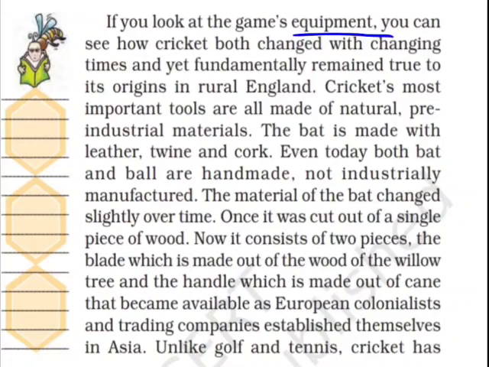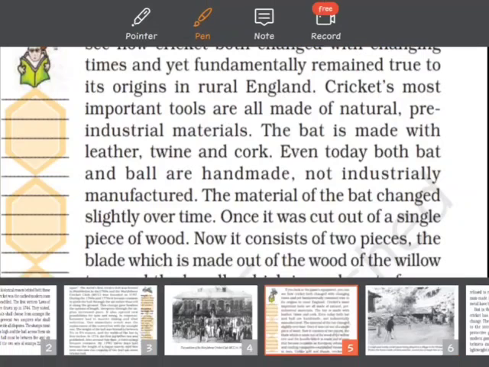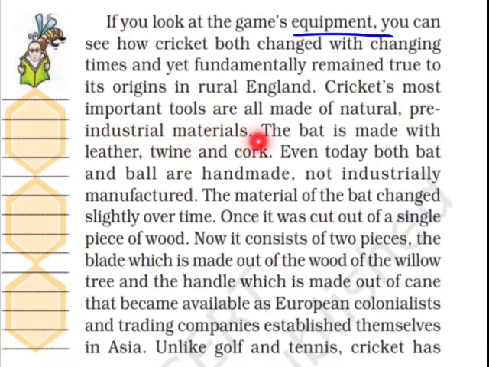Earlier in England, whatever equipment they used, they are still using nowadays also. But many equipment changed with time. Cricket's most important tools are all made of natural, pre-industrial materials. The bat is made with leather, twine and cork. Even today, both bat and ball are handmade, not industrially manufactured. So here it's given that many tools changed with time, but some tools remain the same as before.